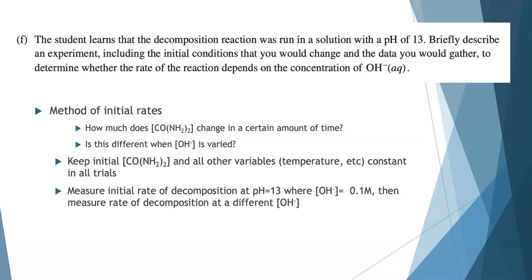We can do it at the pH of 13 where I know the hydroxide ion concentration, and then measure the rate of decomposition of urea at a different pH where the hydroxide ion concentration is different, and see if that affects the rate. All right, and that's what you need to discuss to get the 1 point for this part. So they want to see that you're familiar with the setup for how to do kinetics experiments, and the easiest way to do that is the method of initial rates.